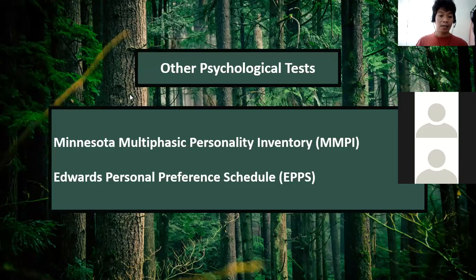Then, other psychological tests. We have Minnesota Multiphasic Personality Inventory or MMPI and Edwards Personal Preference Schedule. Itong MMPI, it is a psychological test that assesses the personality traits and psychopathology. So, it is primarily intended to test people who are suspected of having mental illness or may issues with mental health. Ito namang Edwards Personal Preference Schedule, it is an individualized type of test that will determine or measure the motives, intentions, and needs of a person.